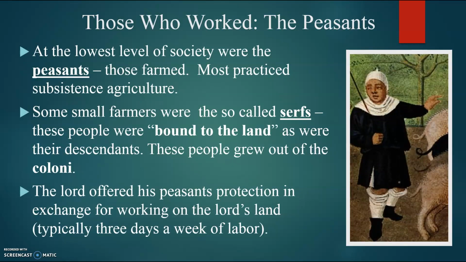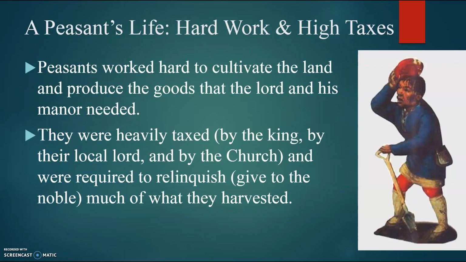The lowest level, the peasants, those who farm. Most practice subsistence agriculture, again, just what is needed to survive. Some were serfs, again, bound to the land. We've talked about these are people that grew out of the colonate, and others who were tied to the land in the Roman times. They offered protection here, but they were really the backbone. This is the vast majority of it. I mean, we're talking, as late as the 1700s in France, the peasantry or the lower classes, the commoners, anywhere from 95-97% of the population. They are the vast majority of everybody.